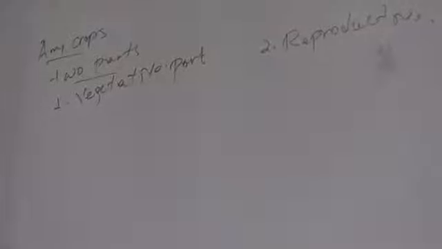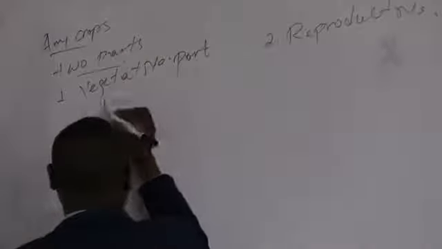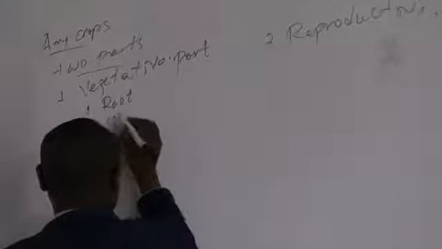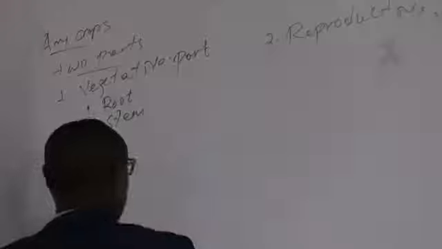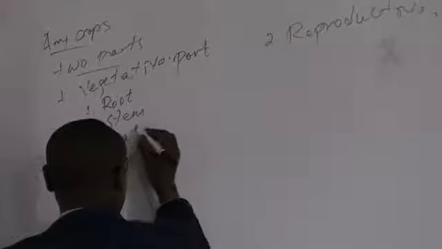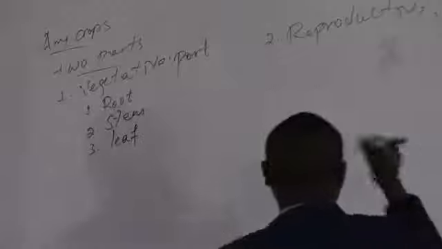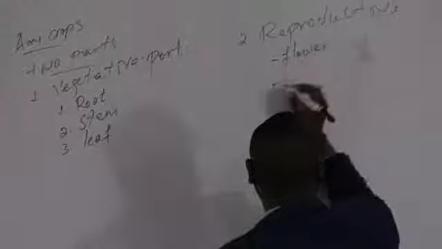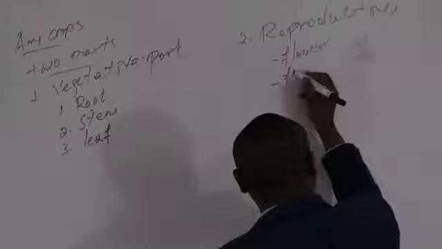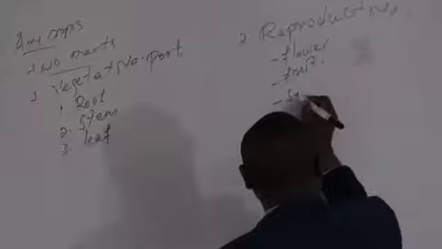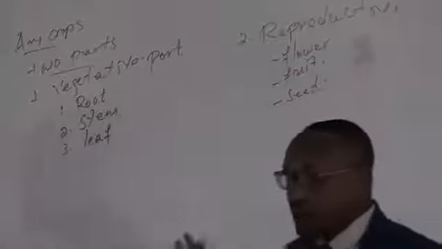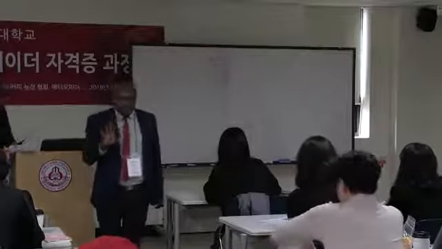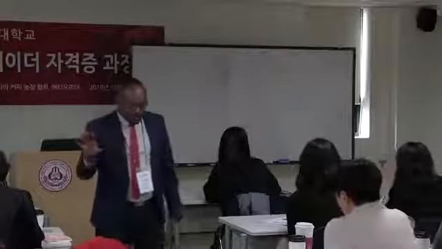When we say the vegetative part, it includes, let's start from the root, stem, and the third one is the leaf. And when we say the reproductive part, it is a flower, and we can say the fruit and the seed. These are parts of the plant. Plant has two major parts, vegetative and reproductive.